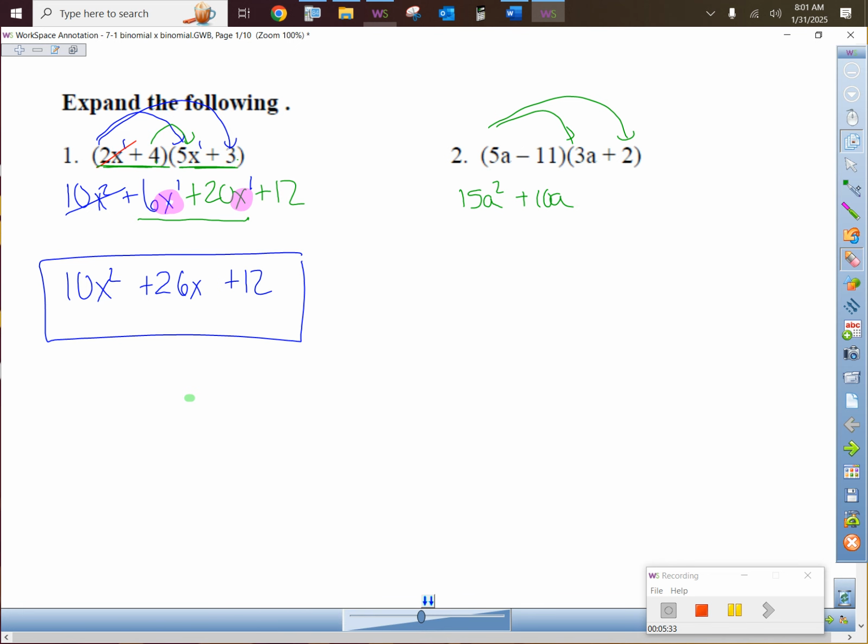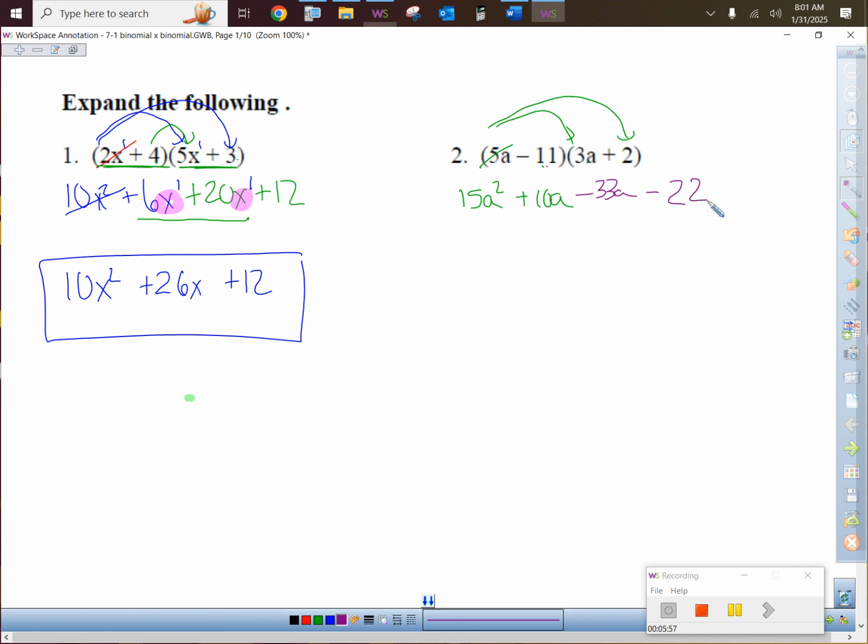This next number is not an 11. It is a negative 11. Are you with me on that? We've got to use the negative part. So a negative 11 times a positive 3a will be a negative 33a. Are we okay with that? It's a negative. And then a negative 11 times a positive 2 is a negative 22. Yes, no, maybe? Cool.